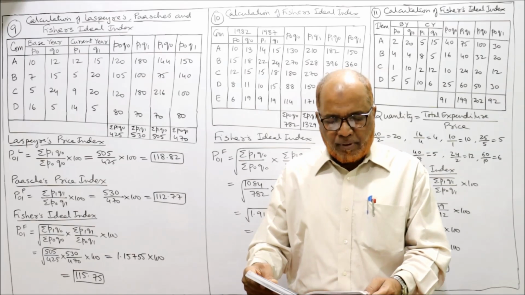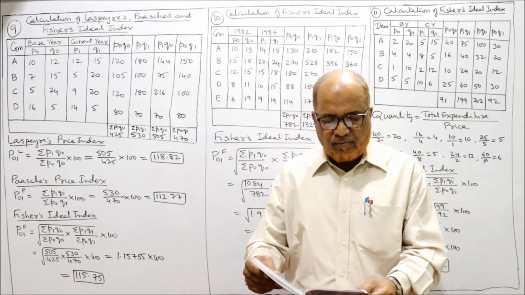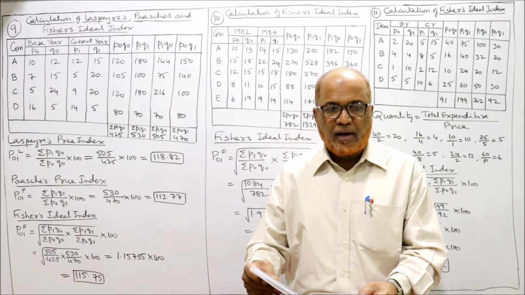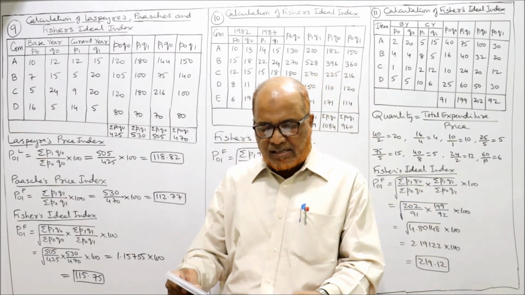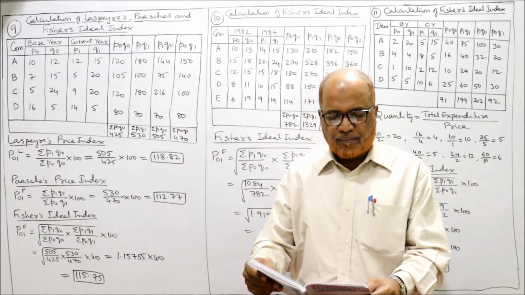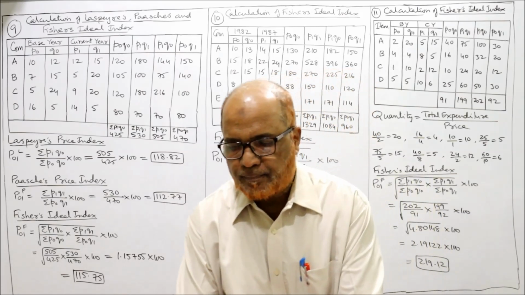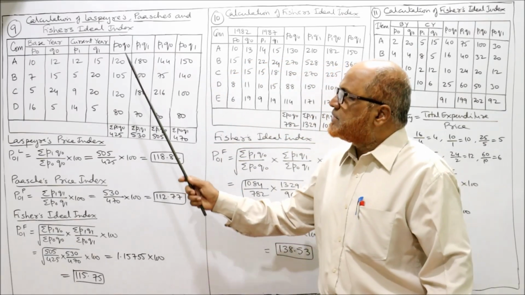So the commodities are A, B, C, D. Base year, current year. In the base year, quantities are given as 12, 15, 24, 5, and the base year price is given as 10, 7, 5, 16. For the current year, quantity is 15, 20, 25, and the current year price is 12, 5, 9, 14. That's it. Now see the solution.